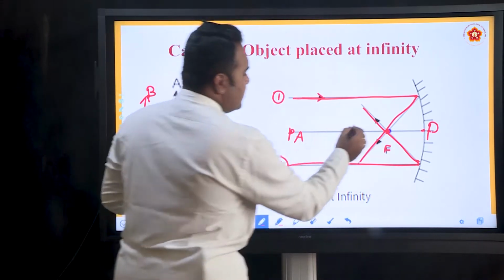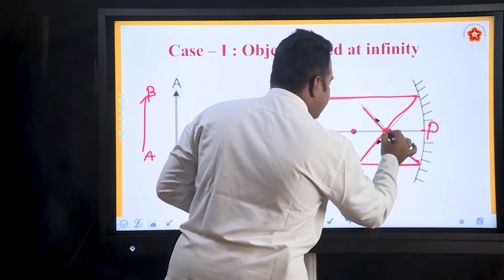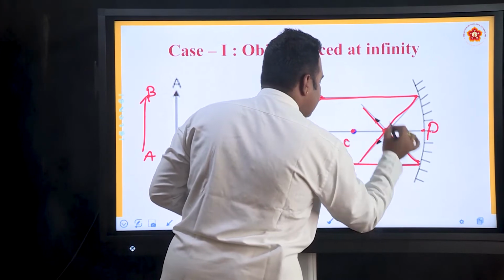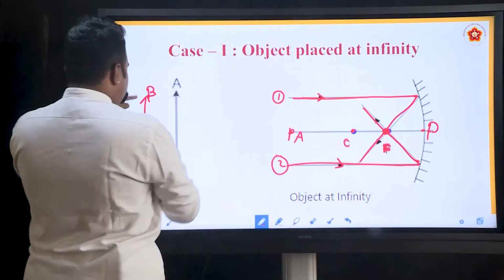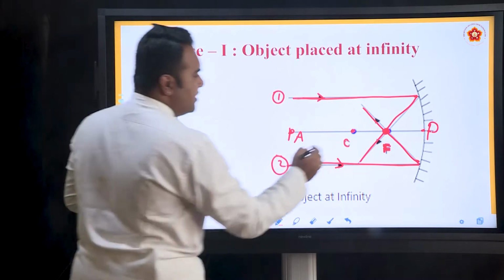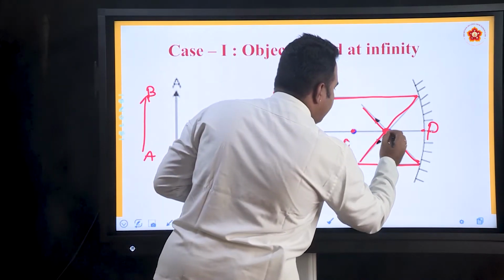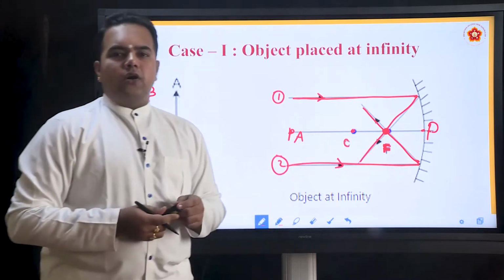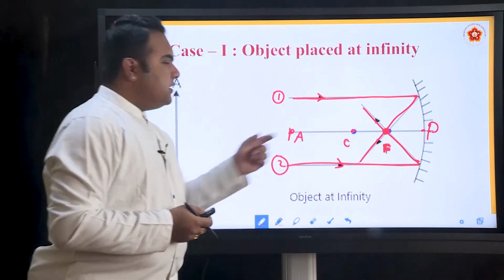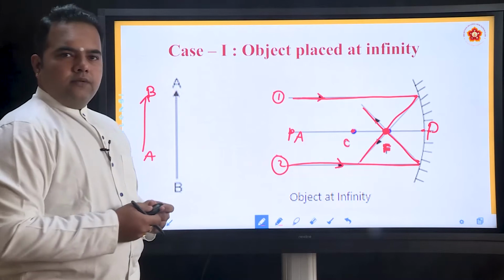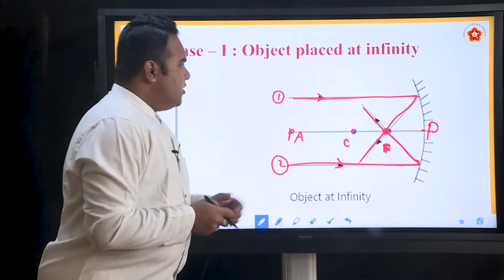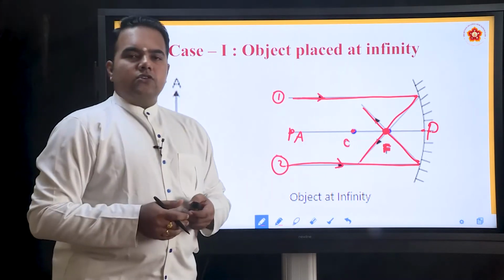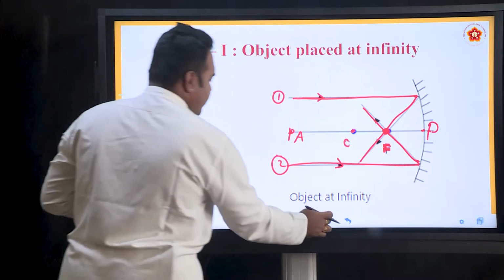So what happens? These two meet exactly at the focus, and the object has these dimensions, but the image is formed very small. The dimension of the image is quite small. We can say that the image is diminished compared to the object. So when you are asked to draw the ray diagram, how do we do it?